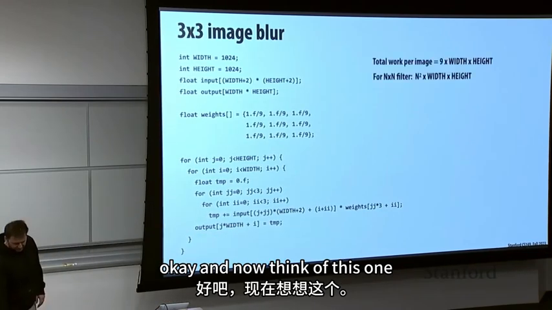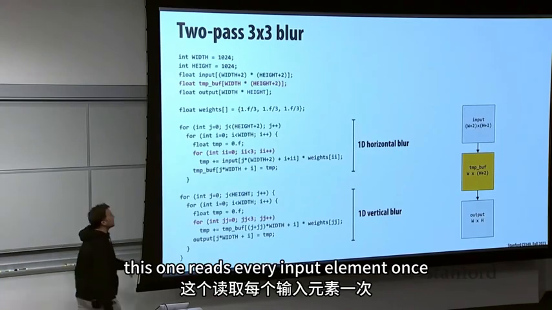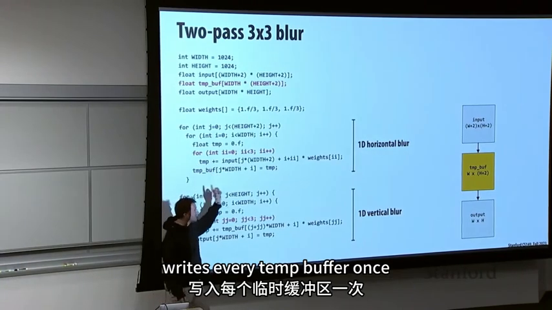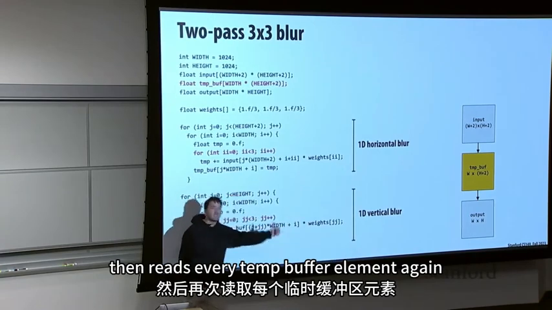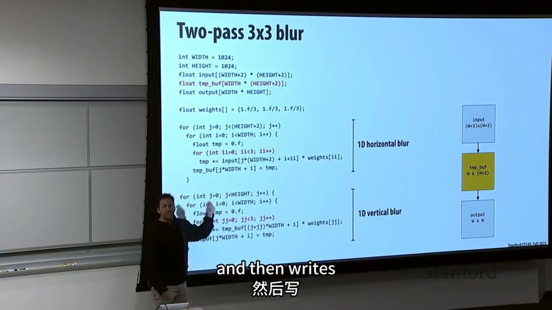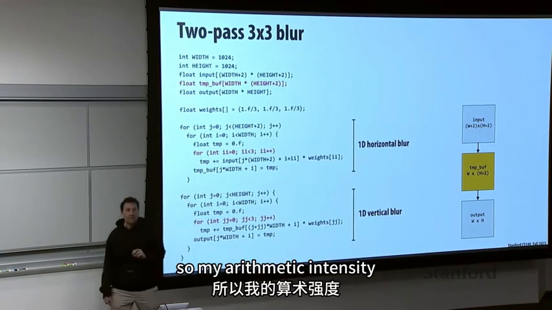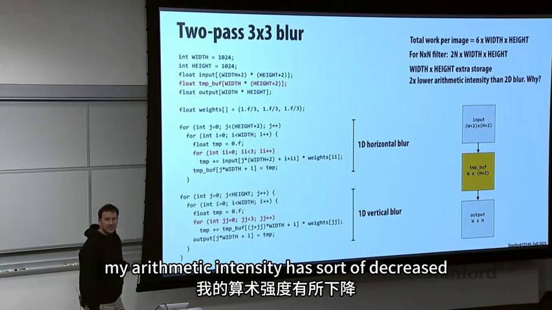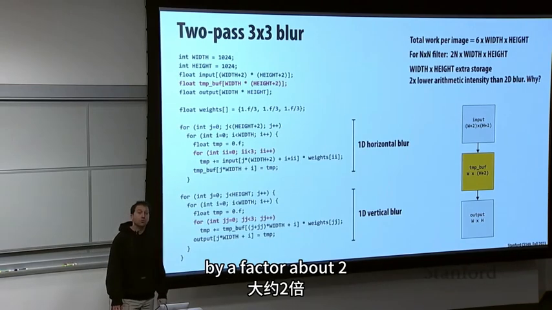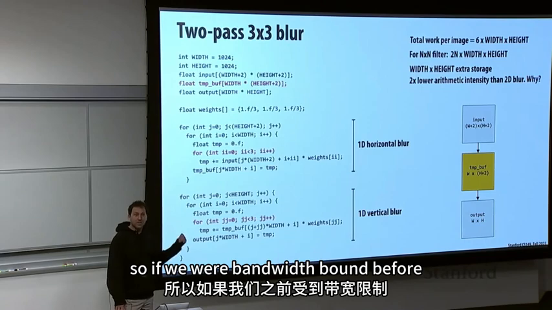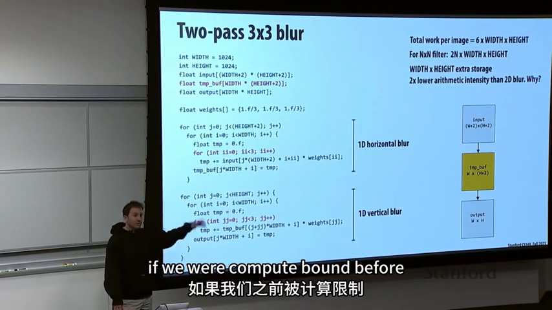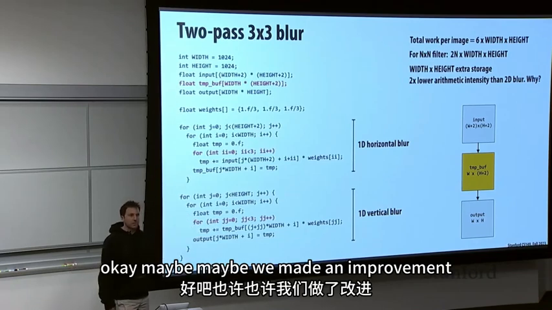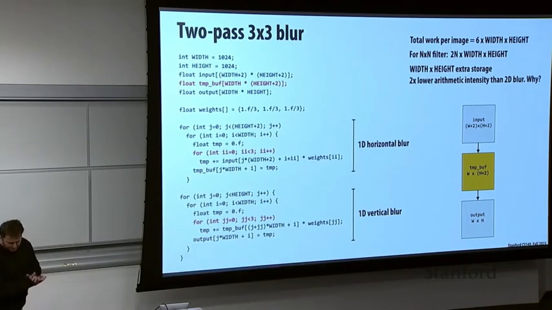And now think about this one. This one reads every input element once, writes every temp buffer element once, then reads every temp buffer element again, and then writes the output once. So not only has my memory footprint increased, my arithmetic intensity has decreased by a factor of about 2. So if we were bandwidth bound before, we are now even slower. If we were compute bound before, okay, maybe we made an improvement.